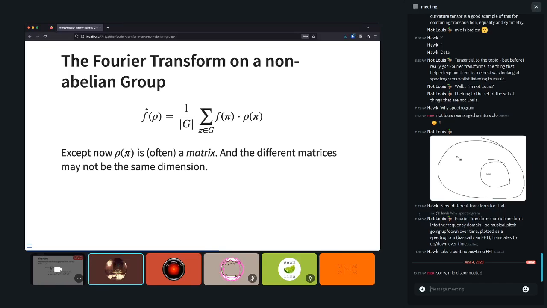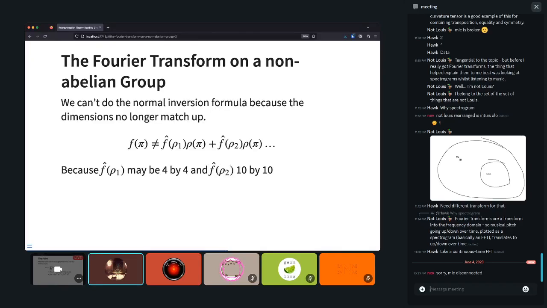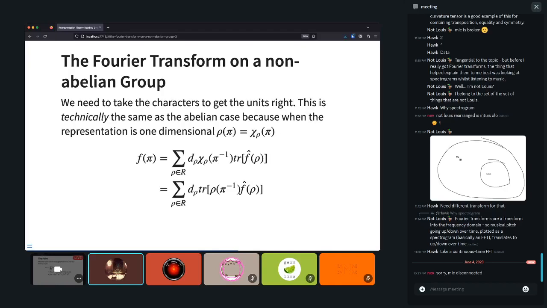matrix multiplication. It's a scalar sum, kind of a weighted average of all of the matrices in a representation. But you can't just add things together anymore, because the units just don't really work out. In the abelian case you could literally just sum up the different contributions from different irreducible representations, but it doesn't really work like that in the non-abelian case.